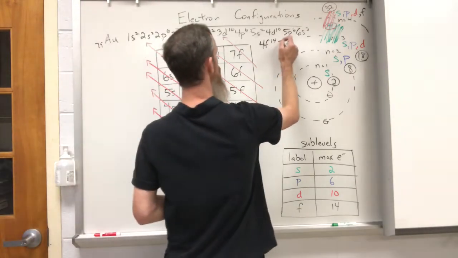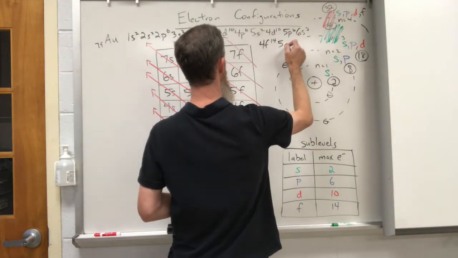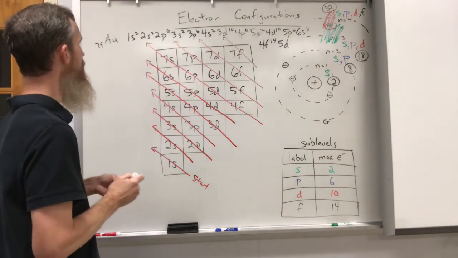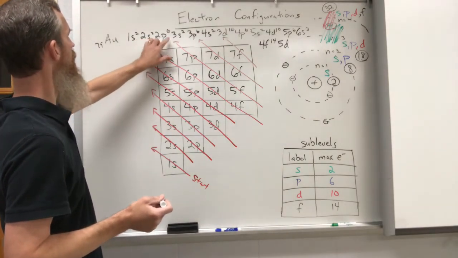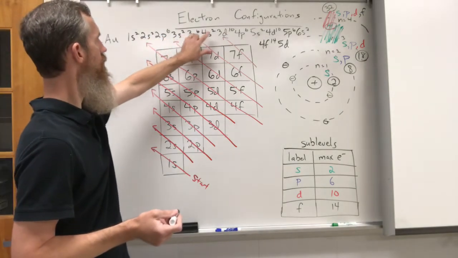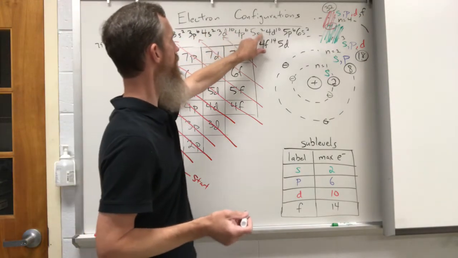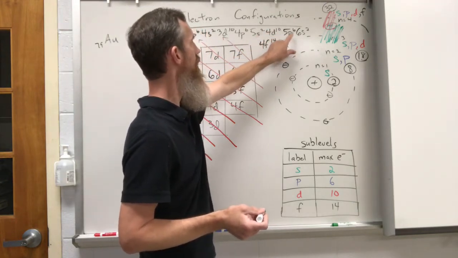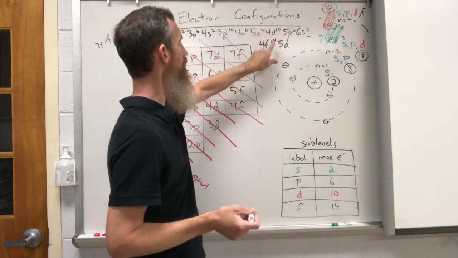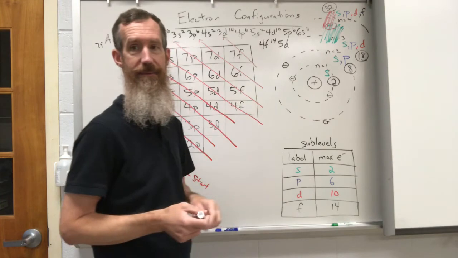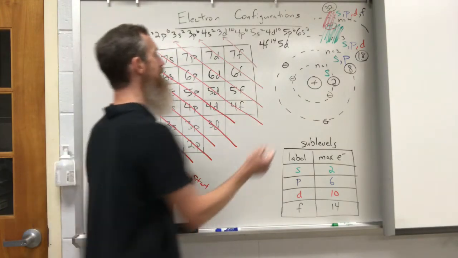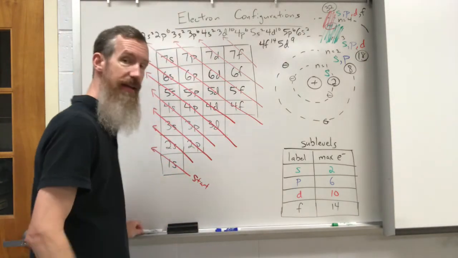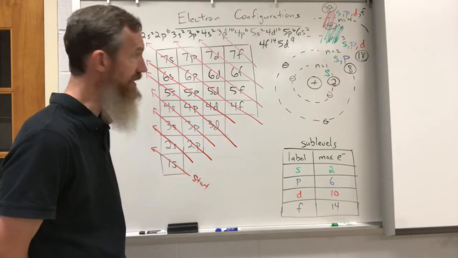So, I think I miscounted. I said 24. I don't think that was right. 5d. So I know I'm close. So let me double check my math. 10, 20, 30, 36, 37, 38, 48, 56, 60, 70, I'm 9 away. That means that this is going to be d9. I didn't quite fill the d because the d can hold 10. I have d9.